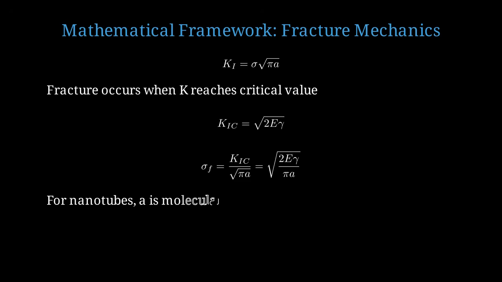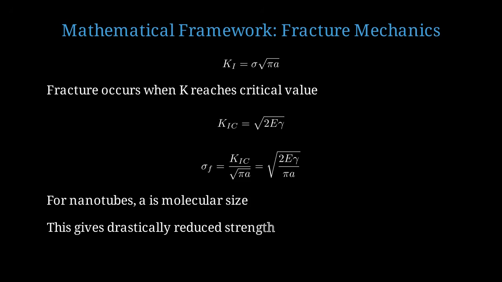For nanotubes with adsorbates, A is the size of the molecular perturbation, around 1 nanometer. Plugging in A equals 1 nanometer gives the dramatically reduced strengths we calculated earlier, around 30 gigapascals instead of 100.